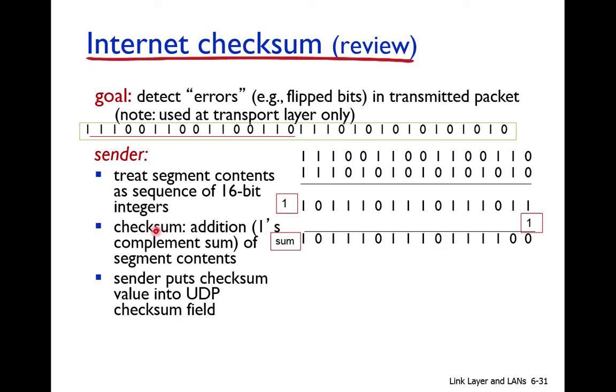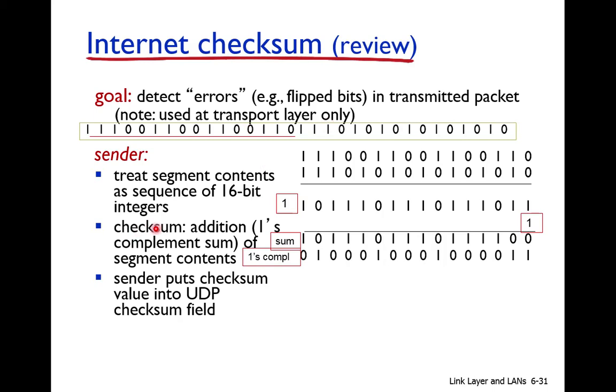Now after computing the sum, we take the 1's complement of the sum. After addition of the 16-bit integers, we take the 1's complement of the sum. So what is the 1's complement of this sum? It is this one: 0 becomes 1, 1 becomes 0, and so on. So this is the 1's complement. This is called the checksum. This is the checksum code for this data.